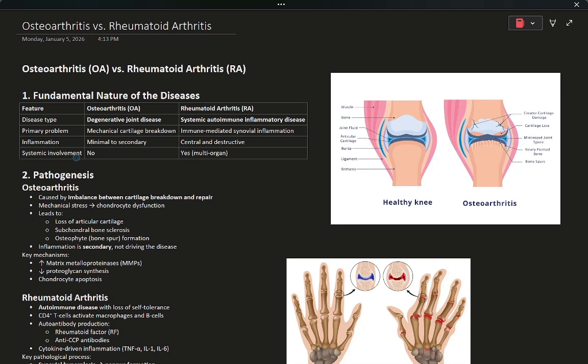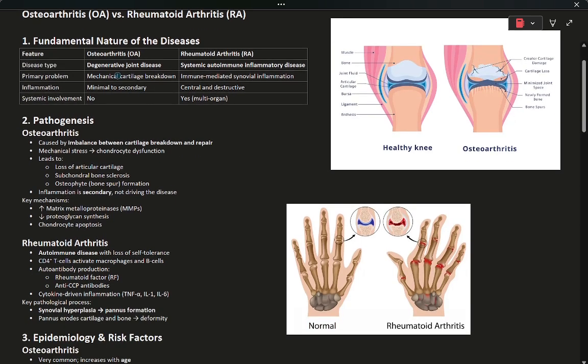Finally, in osteoarthritis, there is not necessarily a systemic involvement, but in rheumatoid arthritis, there can be systemic involvement where multiple organs can also be affected, which makes sense because it is part of some autoimmune inflammatory process. Now that we understand some differences between osteoarthritis and rheumatoid arthritis, let's break down these diseases based on their pathogenesis.